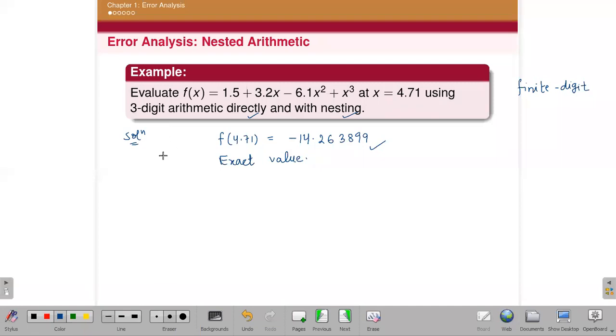Okay, so now I'm using 3-digit arithmetic directly.